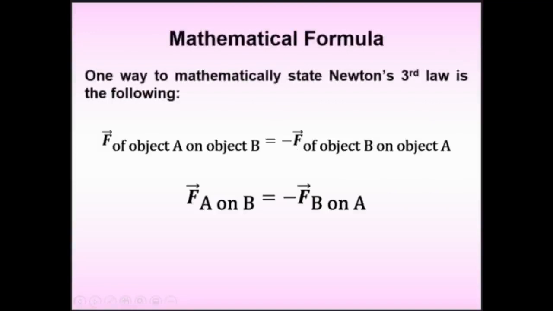Let's do this slide. This is technically the equation of Newton's third law. It is so simple, you're like, really? That's it? You're just telling me that F A on B is the negative of F B on A? Yeah, it's negative, an interaction equal in magnitude.